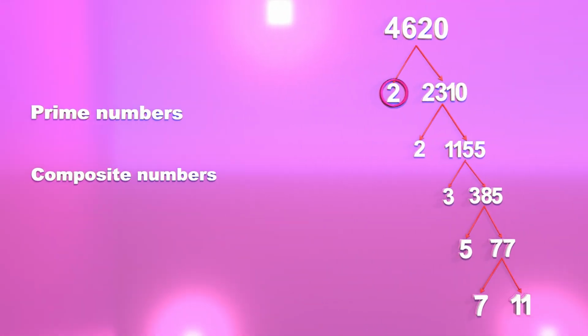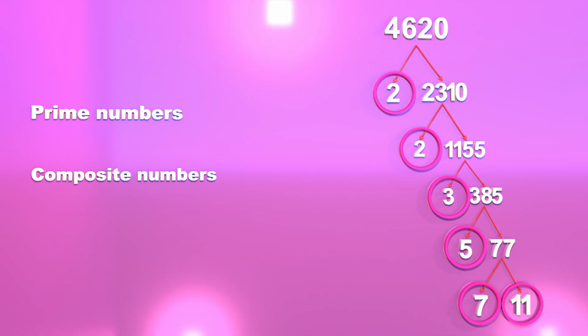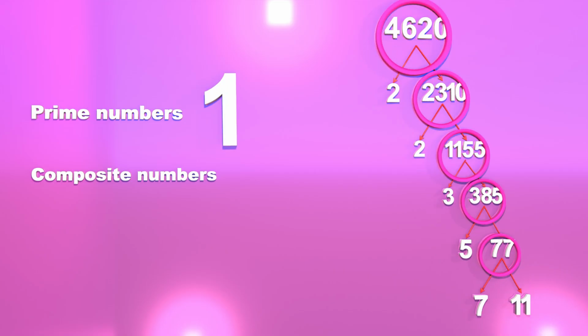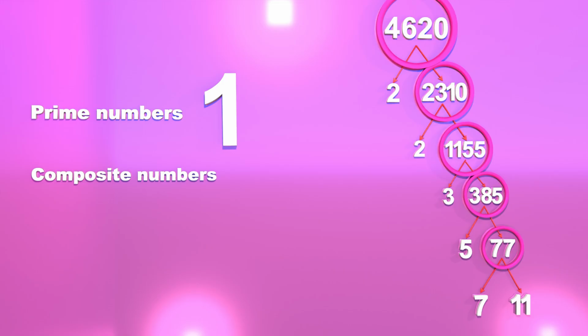In this case, all of these are prime numbers. And what is special about these numbers? Their factors, or we can say divisors, are only one and itself. And all of these are composite numbers. And what is their speciality? They always have more than two factors, means they have more than two divisors.